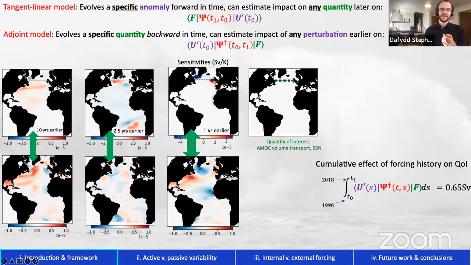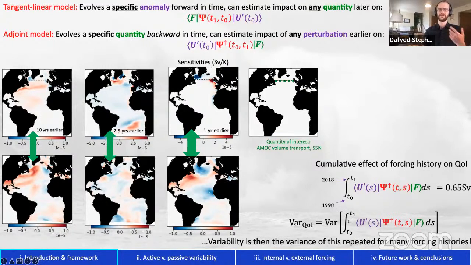But once we have this adjoint output, as I've said, we're free to apply any anomaly or perturbation that we want. We don't have to apply the specific forcing history from 1998 to 2018. We can apply a completely different one, which will produce a completely different value. We're interested in the variability of our quantity of interest. The variability in our quantity of interest, which is stimulated by this forcing, is the variance of all of the possible forcing values. So it is the result of applying many different forcing histories, calculating the impact, and then working out the variance of all of those different impacts.